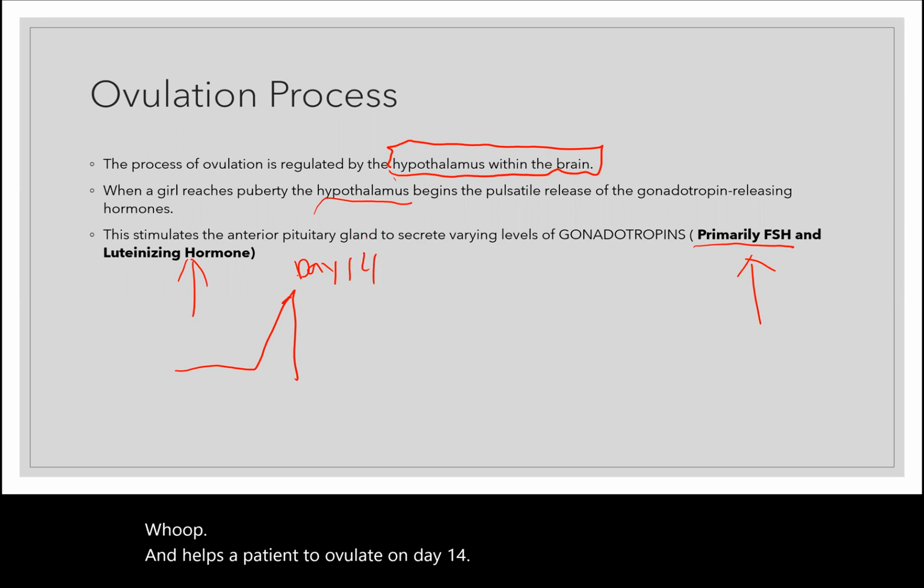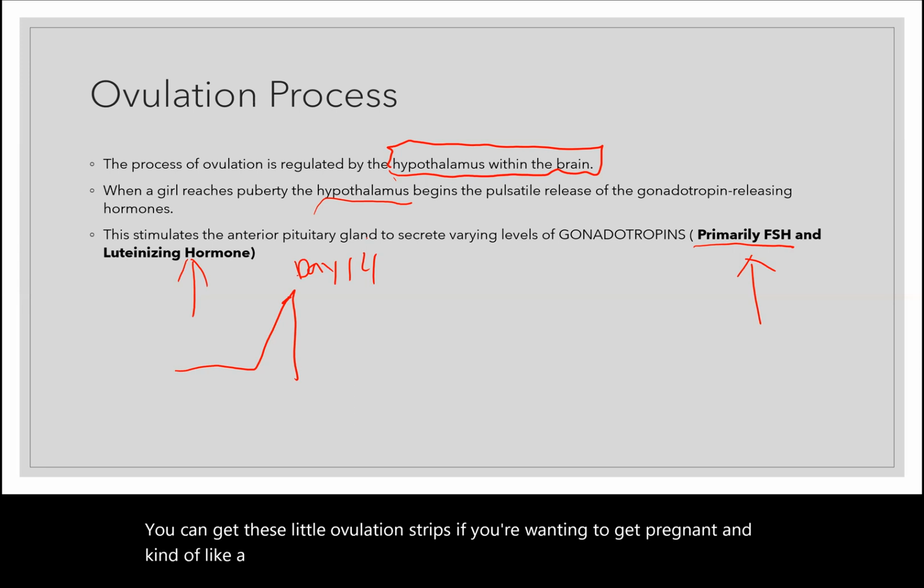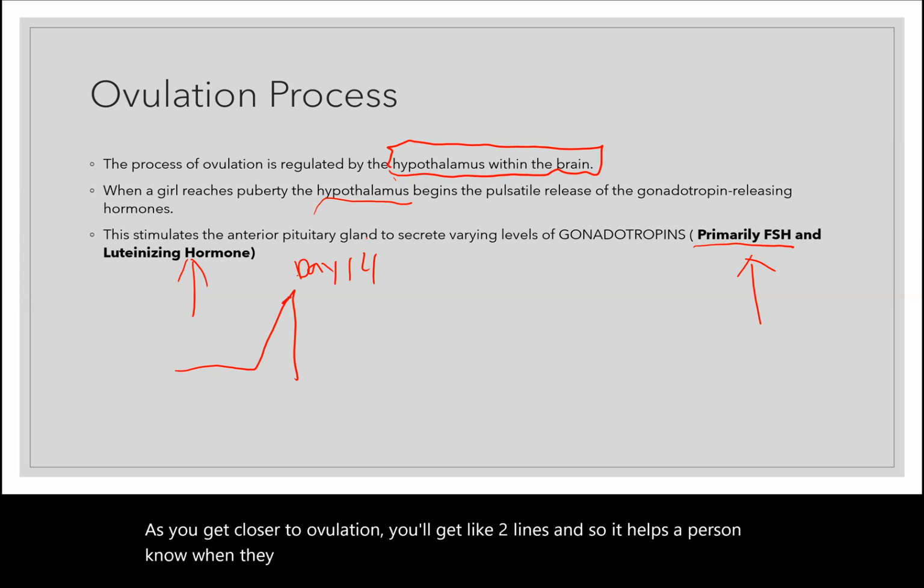You can get these little ovulation strips if you're wanting to get pregnant, kind of like a pregnancy test, and it tests the luteinizing hormone. As you get closer to ovulation, you'll get two lines. And so it helps a person know when they need to have intercourse so they can potentially get pregnant.